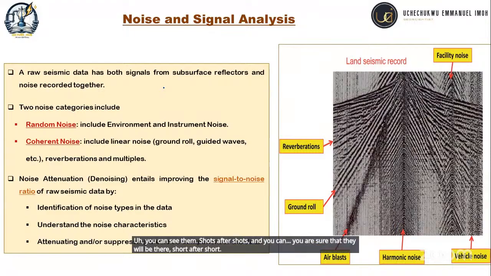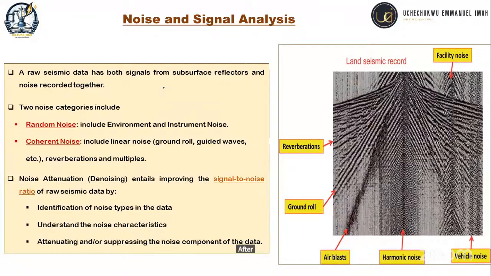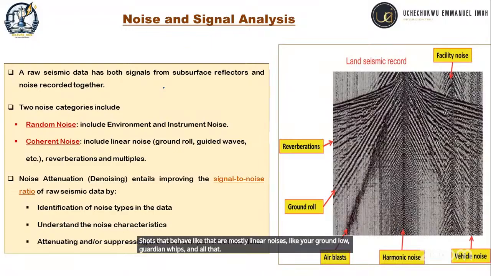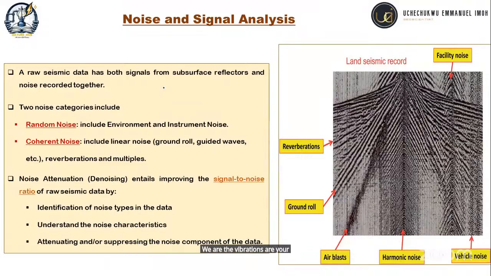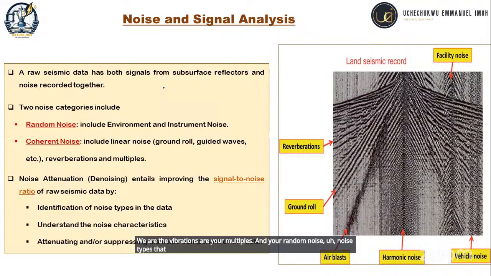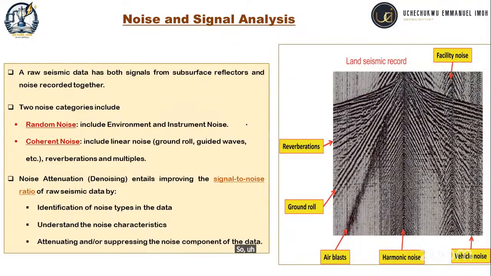Moreover, more or less, you are very sure that the noise is going to appear on the next shot and all that. Noises that behave like that are mostly linear noises like your ground roll, guided waves, and all that. Your reverberations and your multiples. And your random noise are noise types that are random within the data. So you don't know where they will occur.